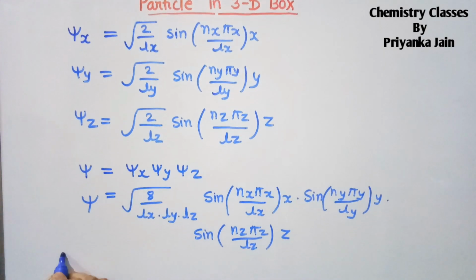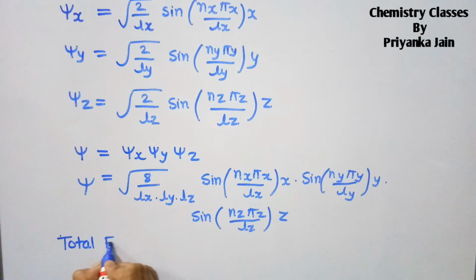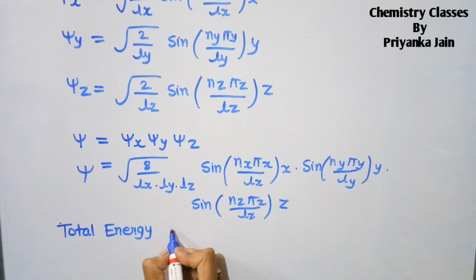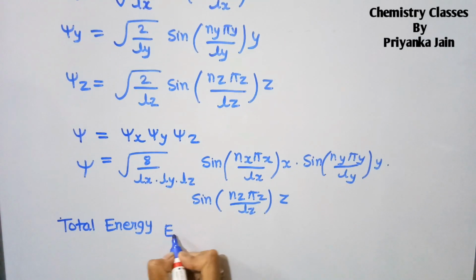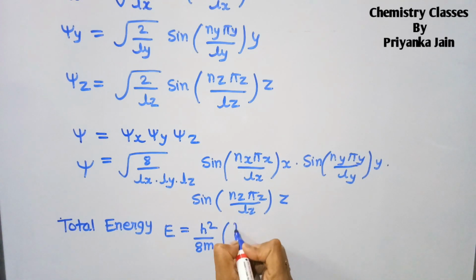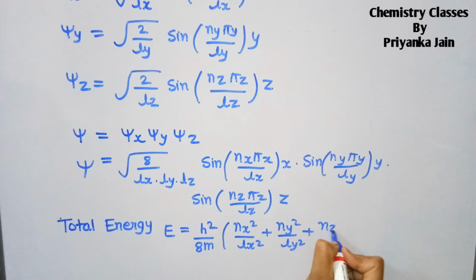Similarly, if we have to find the value of total energy, then we know that total energy is additive in nature. So total energy is given by the sum of all the energies. It means Ex plus Ey plus Ez, and when we add them, it will be equal to h² upon 8m times (nx² upon Lx² plus ny² upon Ly² plus nz² upon Lz²), in this way, right?